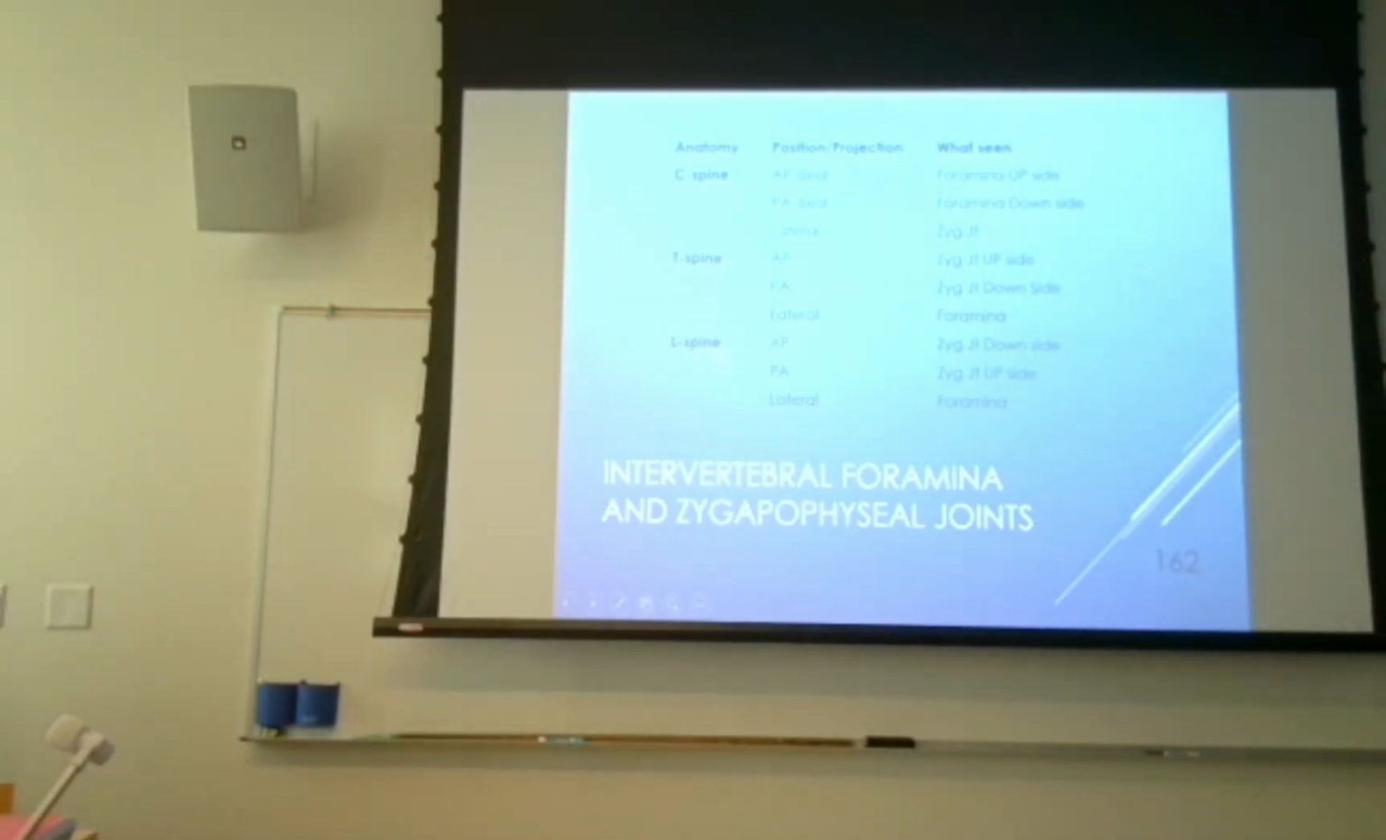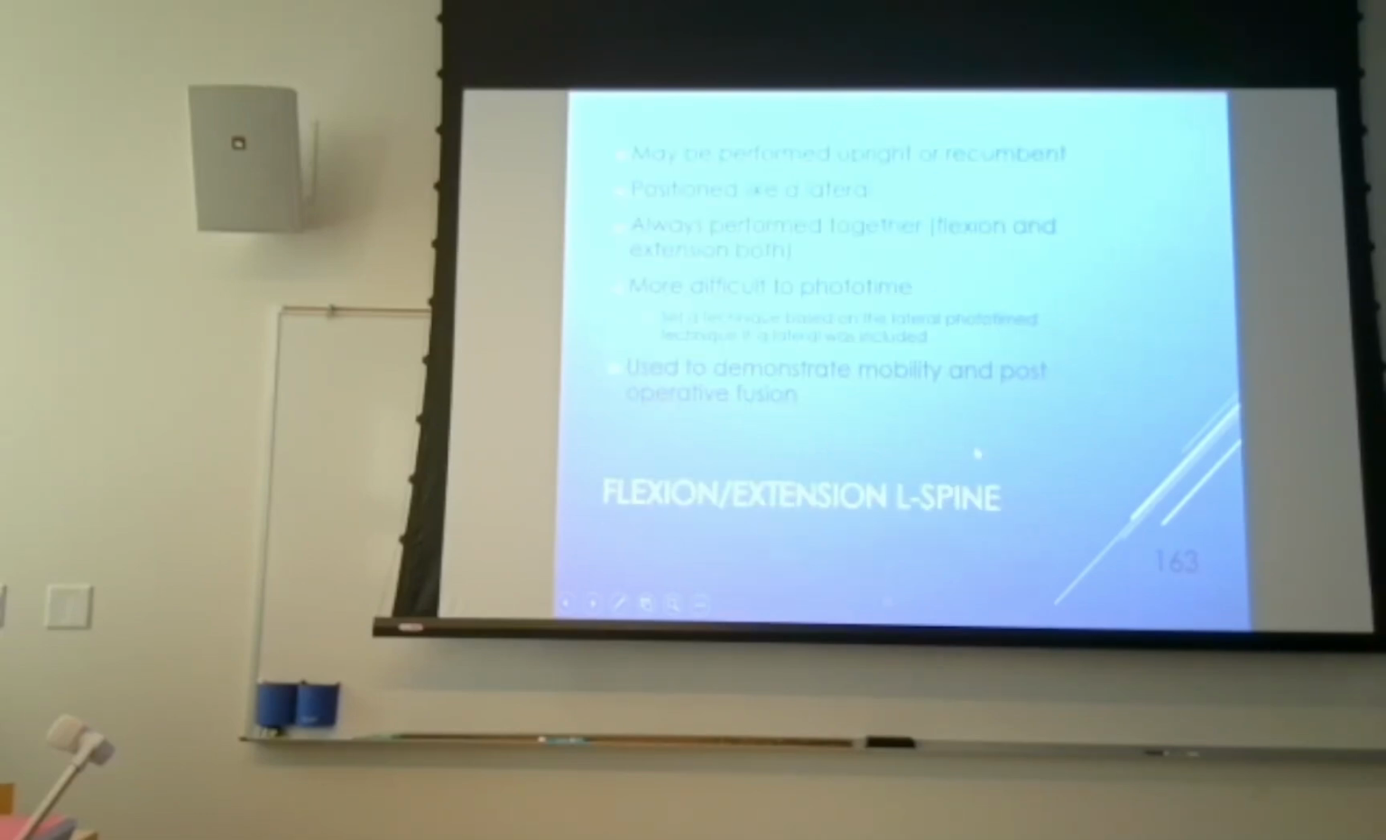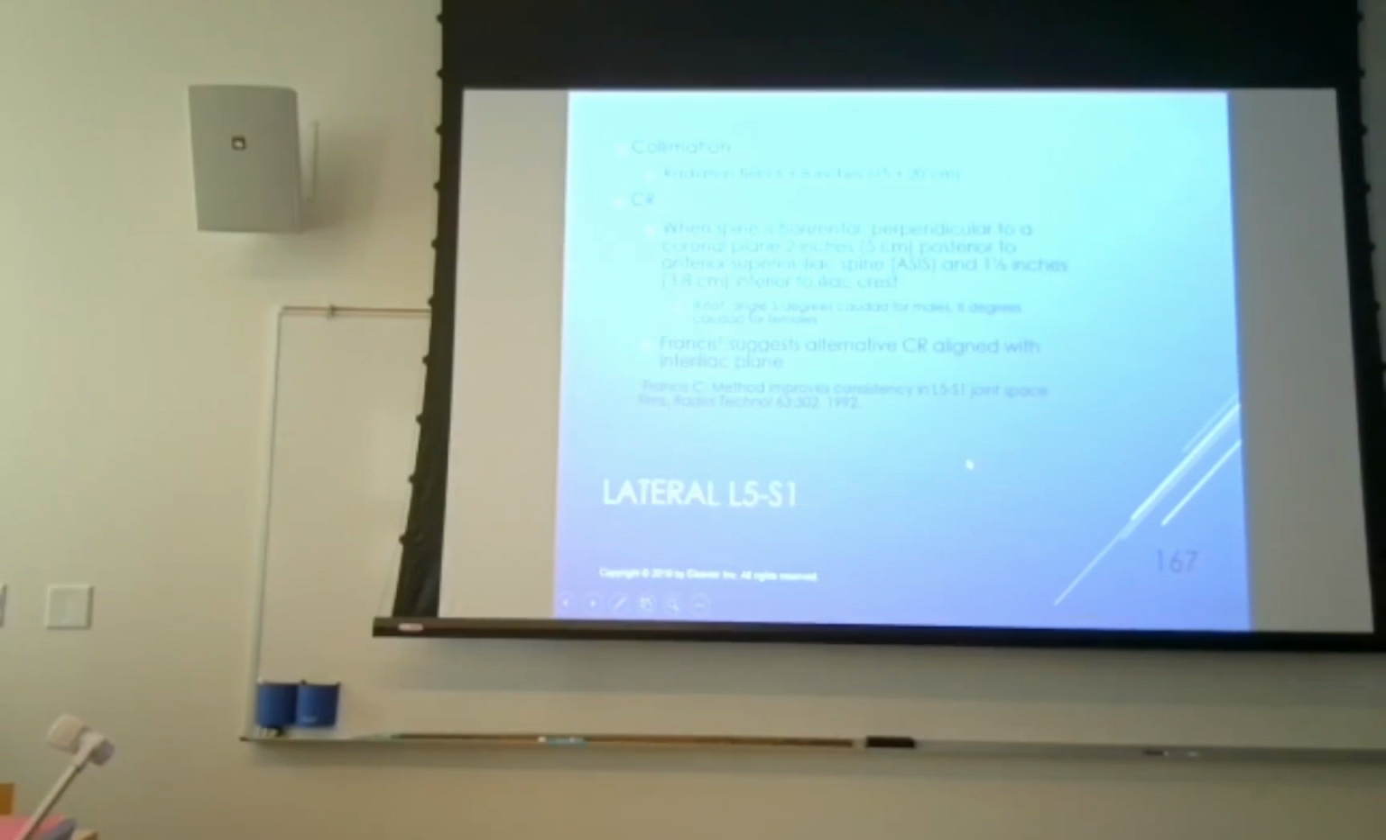Okay. So then on the L-spine, again, with lateral, we're going to see the intervertebral foramina, but notice these changed. On the AP, we're going to see the downside. On the PA, we're going to see the upside. Flexion extension, we already talked about. L5-S1, what we talked about.